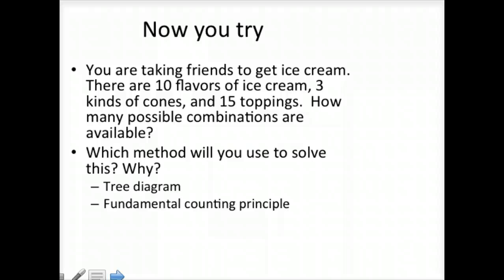All right, now your turn to try. Okay, you're taking your friends to get ice cream. There are 10 flavors of ice cream, 3 kinds of cones, and 15 toppings. How many possible combinations are available? I want you to think about which method you would use to solve this and why you would choose that method. So remember, we have 2 choices, the tree diagram or the fundamental counting principle. So pause your video for just a moment, and when you're ready, click ahead and you'll find the answer.